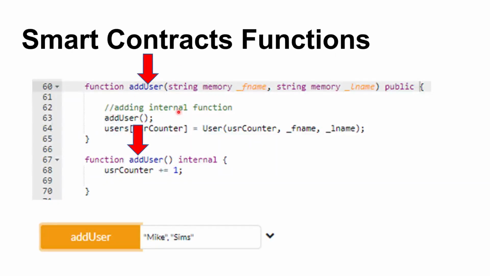So we can see here, this contract has two functions called add user. So we have add user that takes two strings, and then add user that takes nothing. So when we actually run it, Mike Sims, we have two strings right here. It will be this add user that is run when we click this button here.